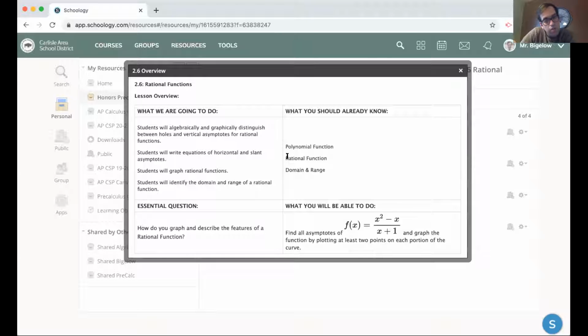I usually remember this just by thinking of the fact that rational almost has the word fraction in it. It's close, it's 2 letters off. So that makes me remember that it's a fraction. You can also think of a rational number, which is a fraction of integers. And then you also need to know domain and range. Our essential question today is, how do you graph and describe the features of a rational function?